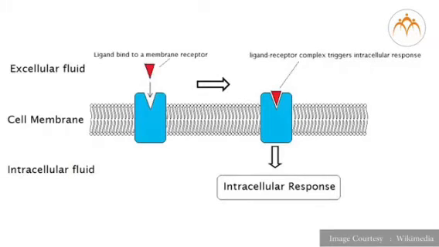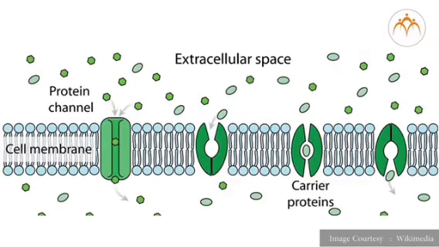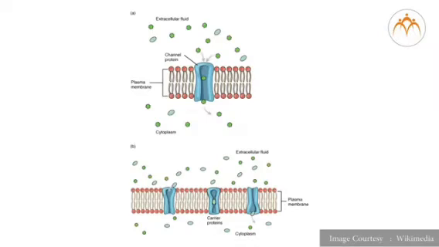The cell membrane also plays an important role in cell signaling and communication. It acts as a selective permeable membrane by allowing the entry of only selected substances into the cell.